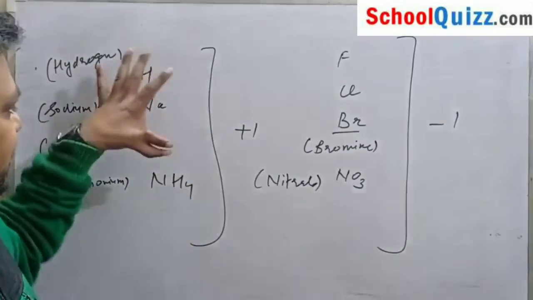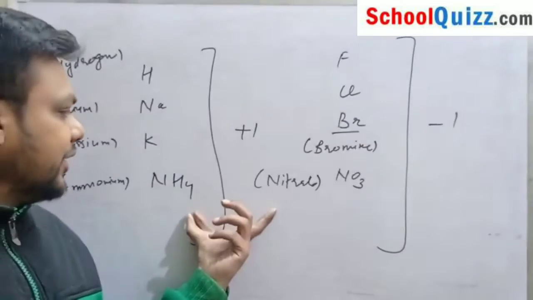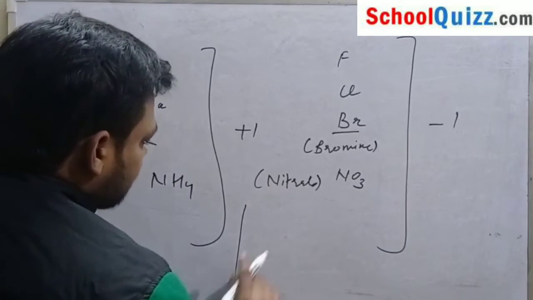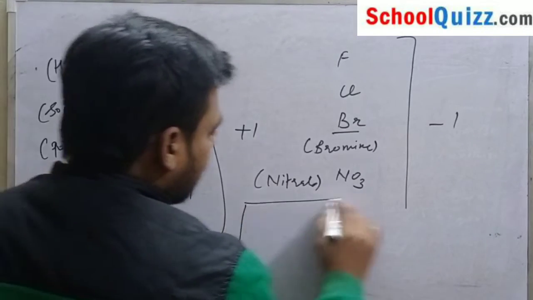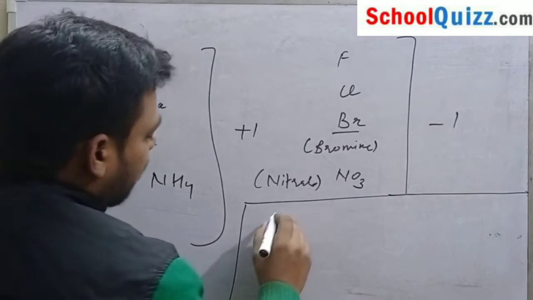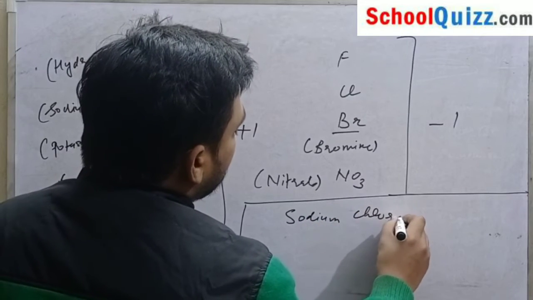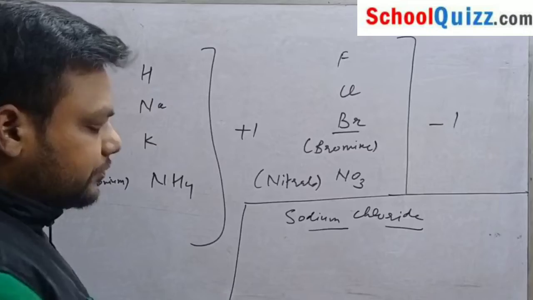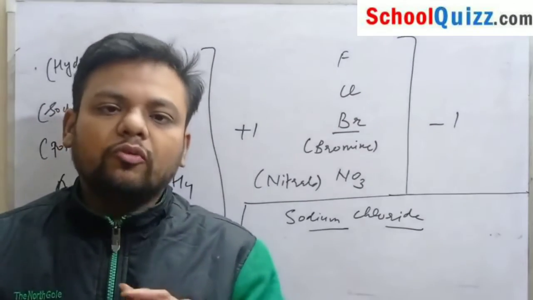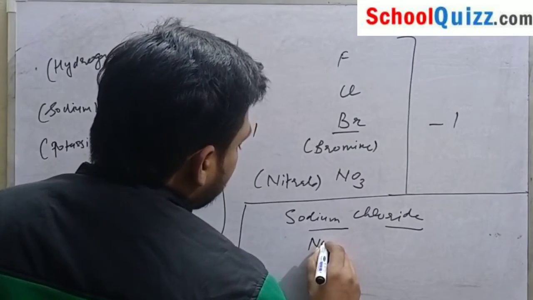So first of all, we will discuss chemical formulas on the basis of these 8 elements. First of all, how to write a chemical formula. Suppose we have to make the formula of sodium chloride. First of all, we have to write the symbol of sodium, that is Na.